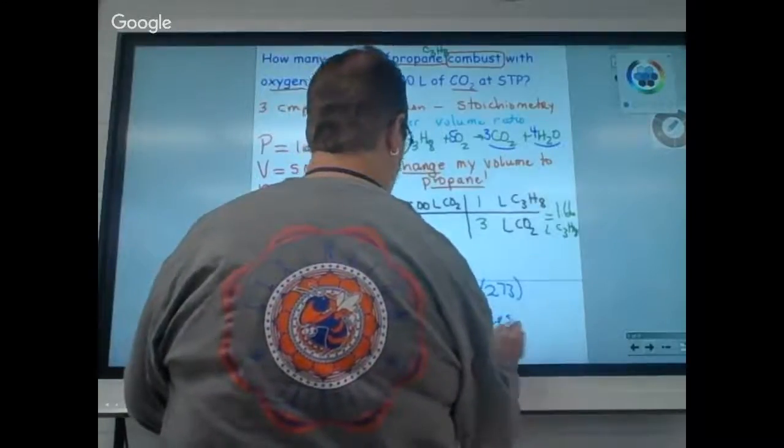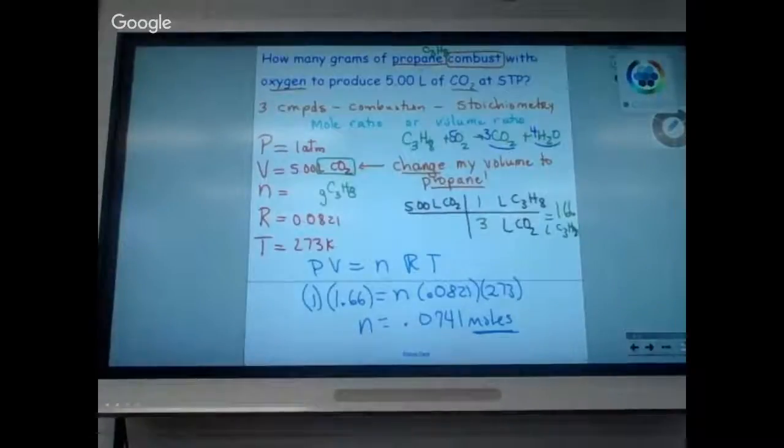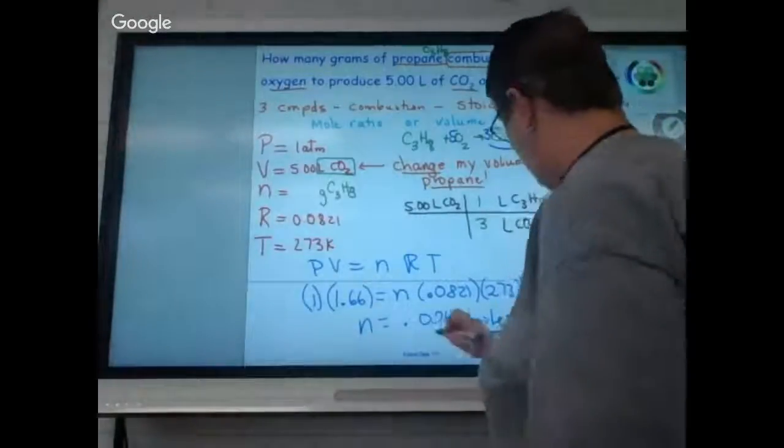Now, this is what we were talking about a second ago. When you solve for n, what is n? It's moles. So this is why a minute ago when y'all were asking me, did it have to be in moles, did it have to be in grams, what did it have to be in? When you solve for n, n is moles. Is it what I want for an answer? No. What do I have to do? I have to change it into grams.